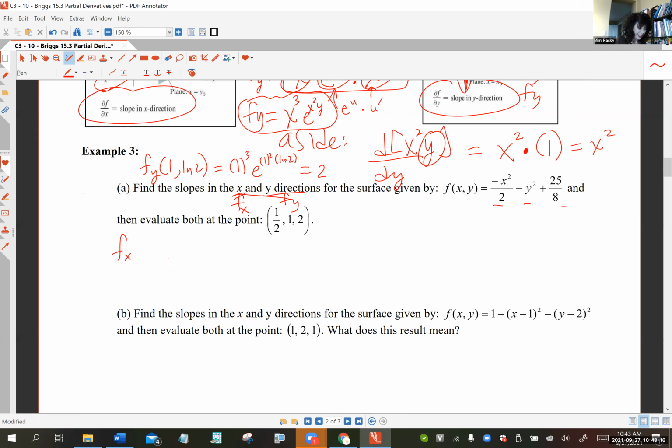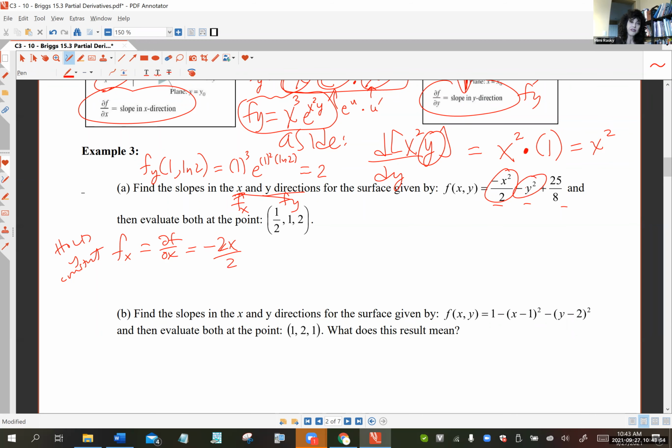So if we're going to get fx, also known as df dx, you're going to hold y constant, which means you're going to treat y as a pure number, just for the moment. So let's take the partial of negative x squared over 2 with respect to x. That's just the same as in calculus 1 because there's no factor of y in there. I claim it would just be negative x after you reduce it to lowest terms. If you want to go in slow motion, we could go negative 2x over 2.